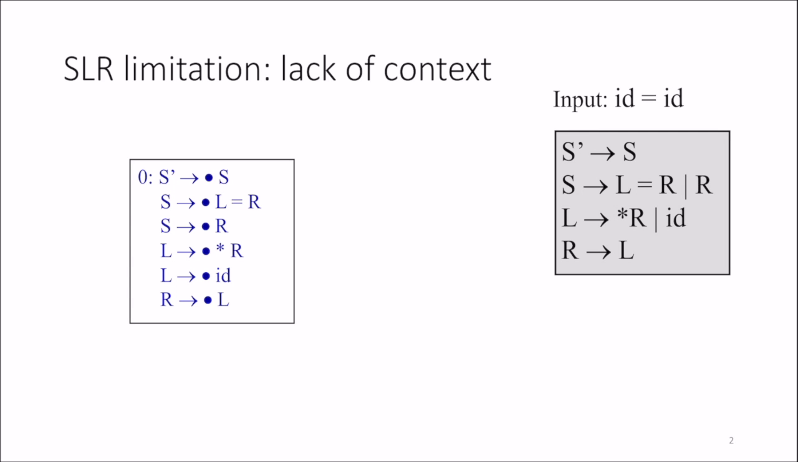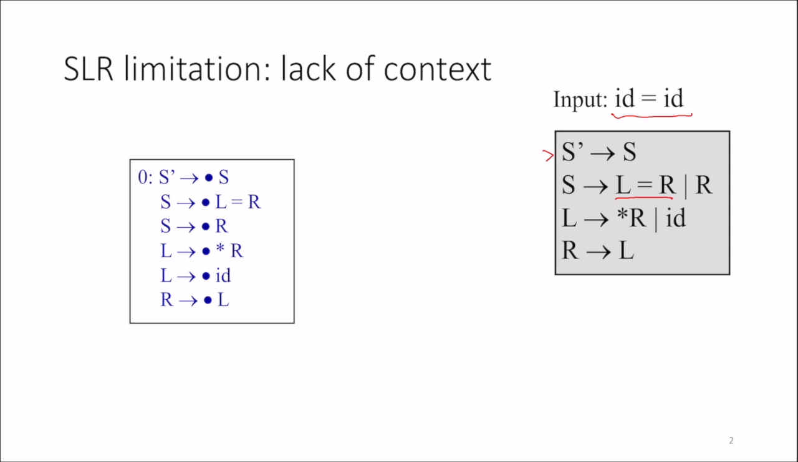So let's look at an example grammar to give us some insight into where SLR1 can actually fall down and not help us with some shift-reduce conflicts. So here we have a grammar. We've added the usual S prime goes to S rule so that there's a new start symbol. L equals R, which handles inputs like this one, which is an identifier given a value of another identifier.